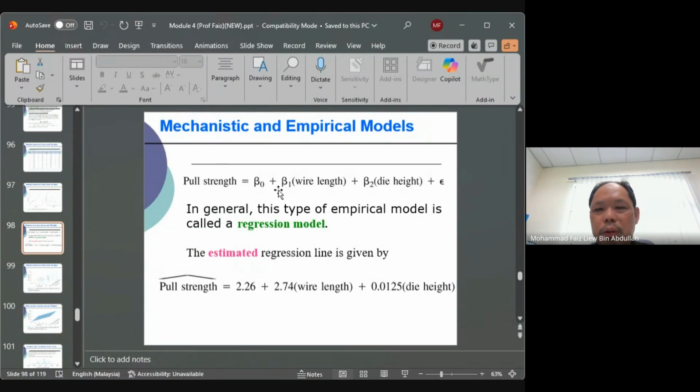Okay, so the pull strength formula is equal to this: beta 0 plus beta 1 times wire length plus beta 2 times die height. So you can make changes to the parameters: you adjust the wire length and fix the die height, or you fix the wire length and adjust the die height. So you can get different data from it. Okay, so in general, this is the empirical model to calculate the regression model. Okay, and then from that, the estimated regression line is given by this value.